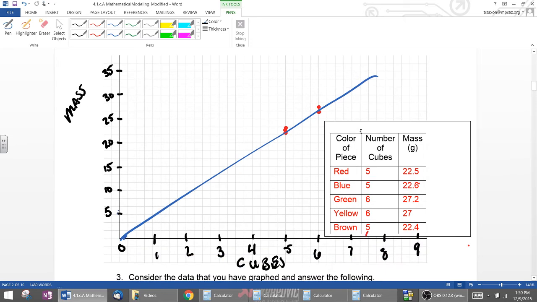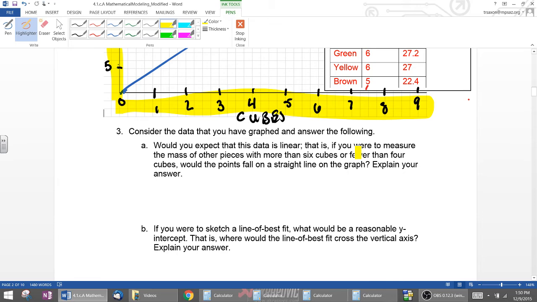I've worked a little bit ahead here. I've put my independent variable, which is the number of cubes, along the x-axis. I've put my dependent variable, which is the mass of the corresponding cubes, along my y-axis. Then I've plotted my data points, and you can see they're fairly close together. I ask you to answer a couple of questions here.